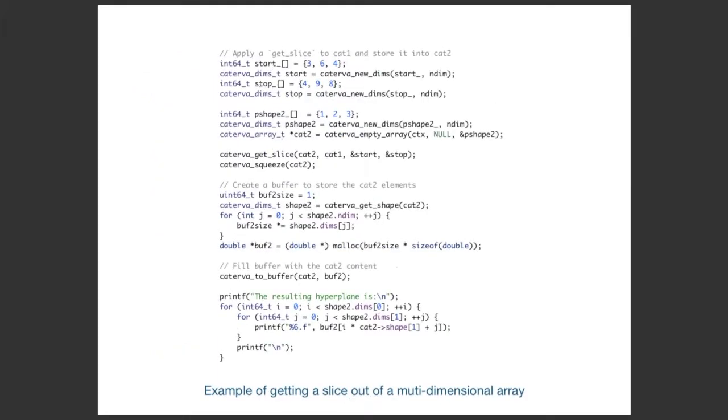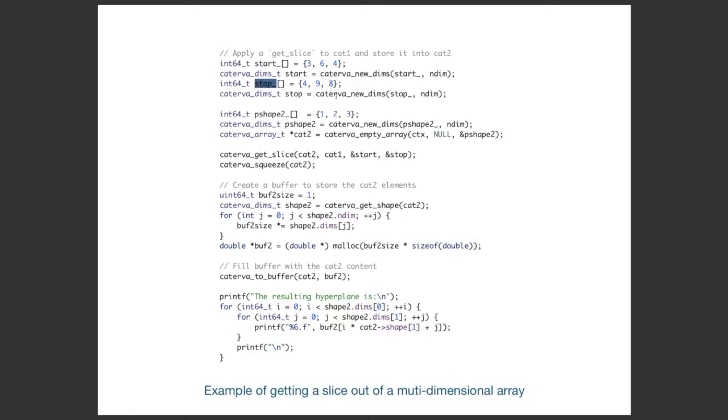And this is also another example of how to get a slice out of the data set that we created. So we define the dimensions for the shape that we want to retrieve, like the start and the stop limits. The steps are not yet implemented, but probably will come later.